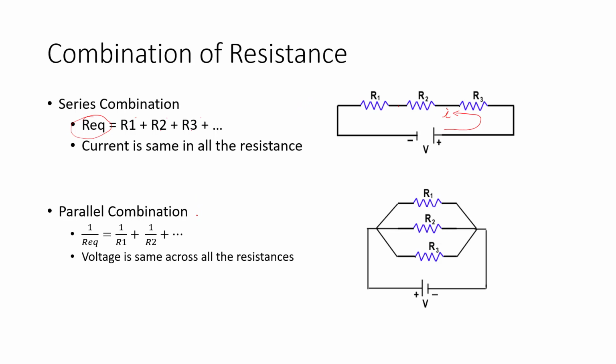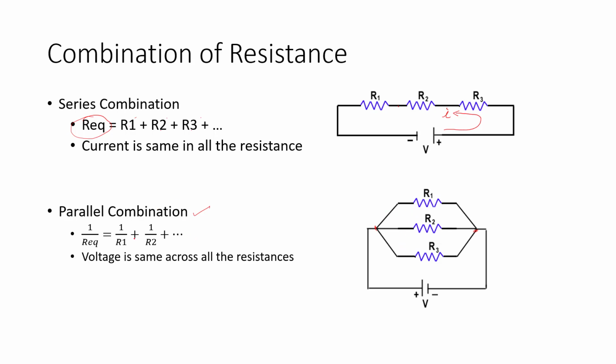Now the next kind of combination is the parallel combination. In parallel combination, resistances are connected end to end. The potential across all the resistances, or the voltage across all the resistances, is equal in this case, but the current across the resistances are not equal to each other.